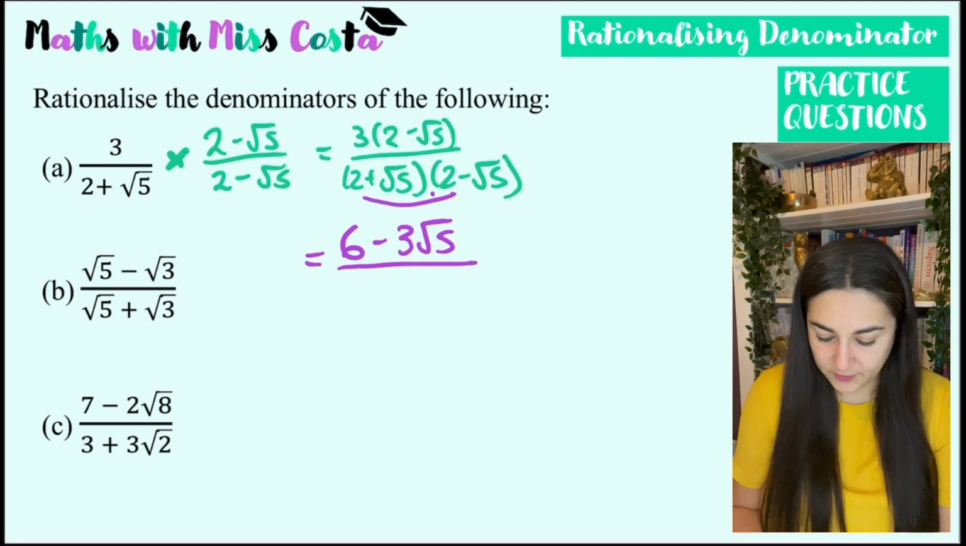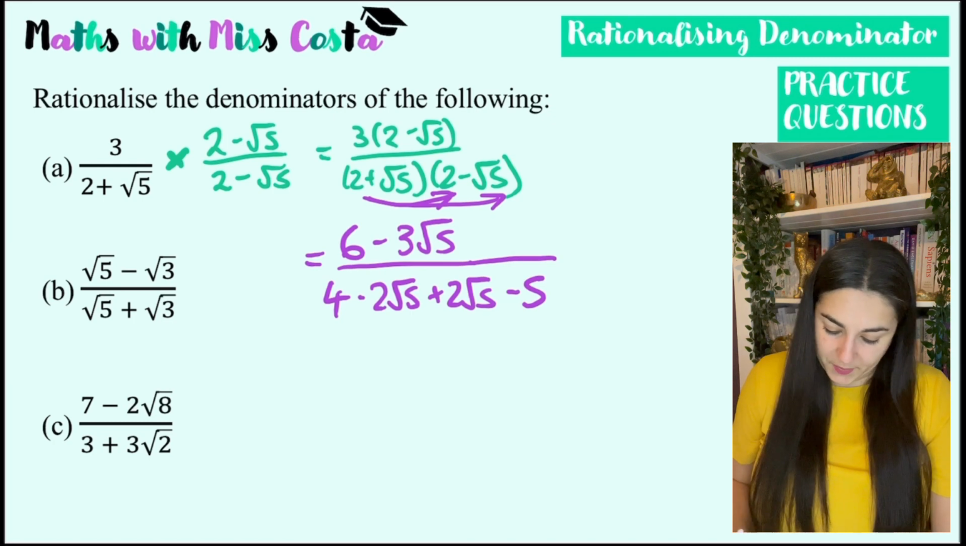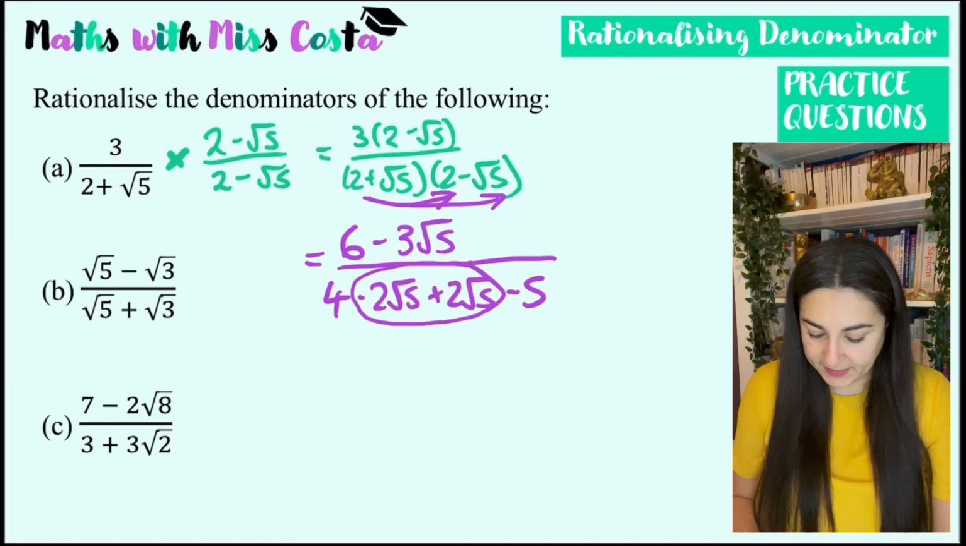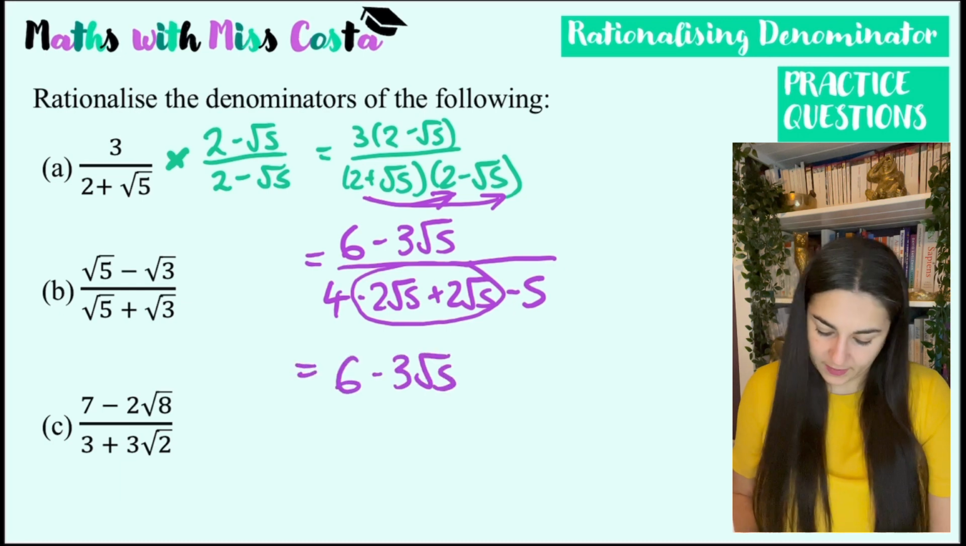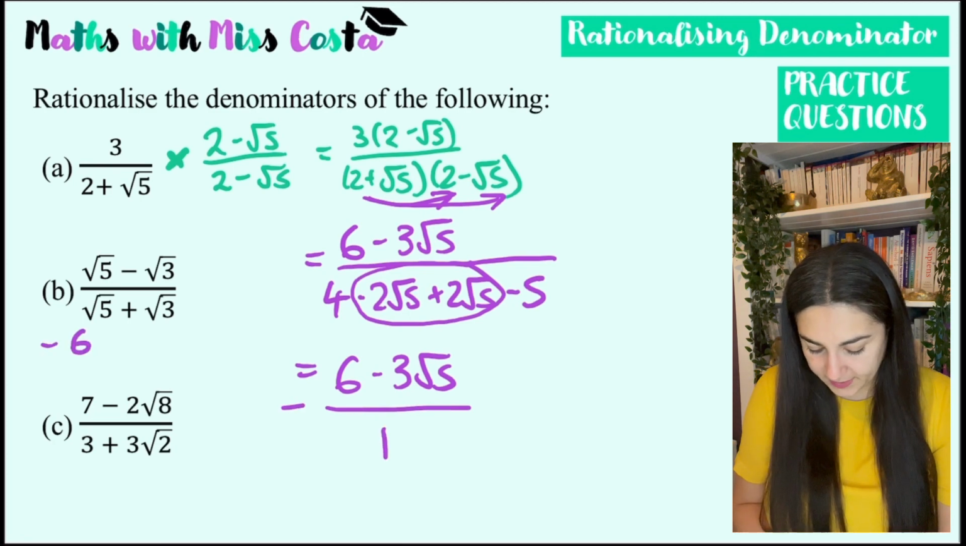And over here, 2 times 2 is 4. 2 times negative root 5 would be negative 2 root 5 plus 2 root 5, and then take 5. So these two terms would simplify, and I'd just be left with 6 take 3 root 5, and 4 take 1 is negative 1, so that would become a negative. So minus 6 take 3 root 5 over 1.